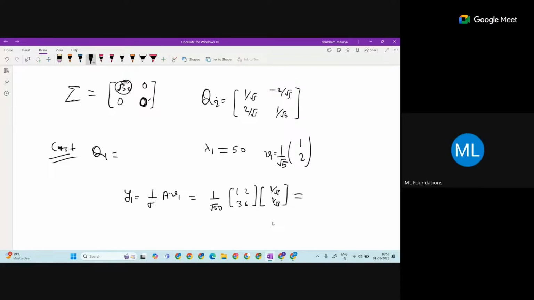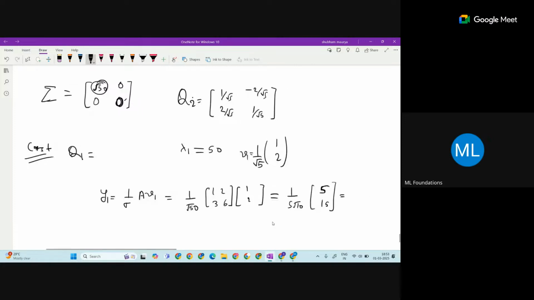If you solve this, it would be 1 upon root 5 times root 50, which we can make out as 5 root 10, so root 10. And this is going to be 1, 4, 5, and 3, 6 is there, and 3 and 12, 15. So we can make it out 5. So this is going to be 1 upon root 10, and this is 1 and 3, correct?